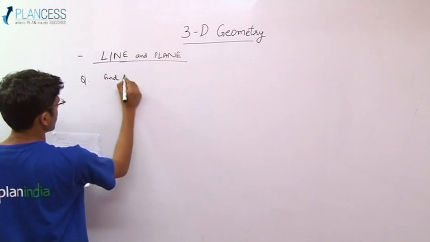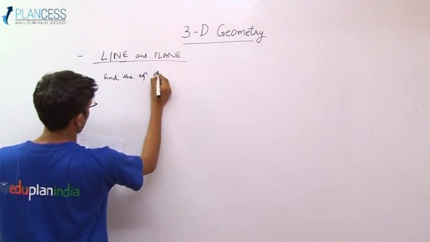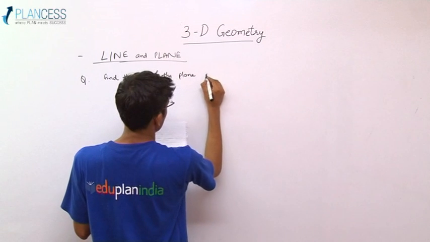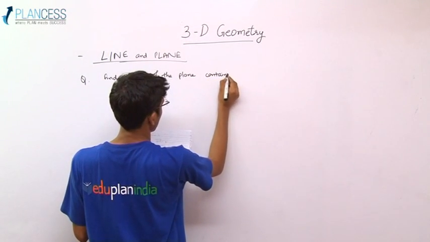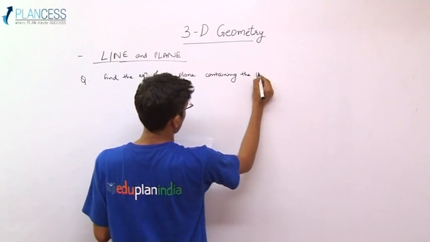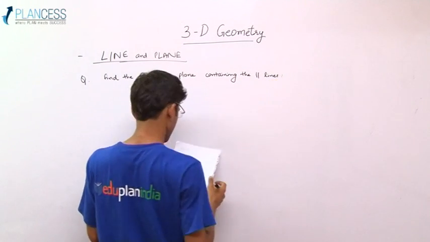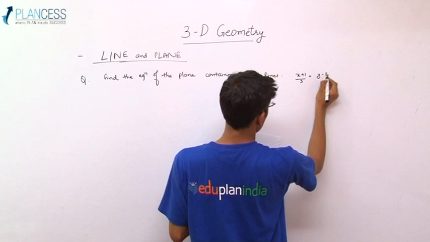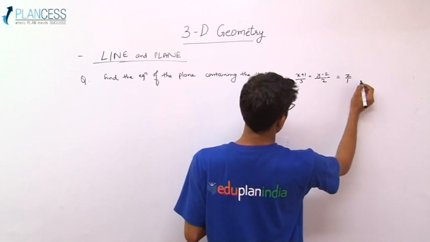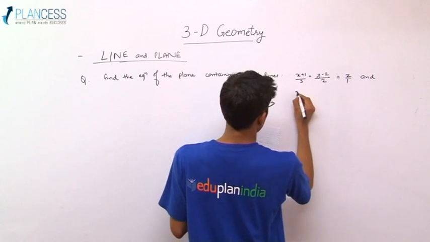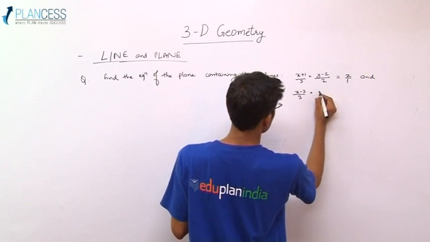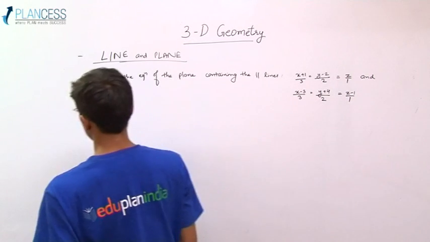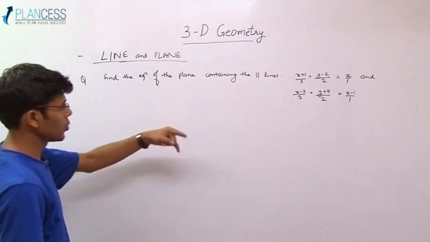Find the equation of the plane containing the parallel lines (x plus 1) by 3 equals (y minus 2) by 2 equals z by 1, and (x minus 3) by 3 equals (y plus 4) by 2 equals (z minus 1) by 1. So we have to find the equation of the plane which is containing both these parallel lines.